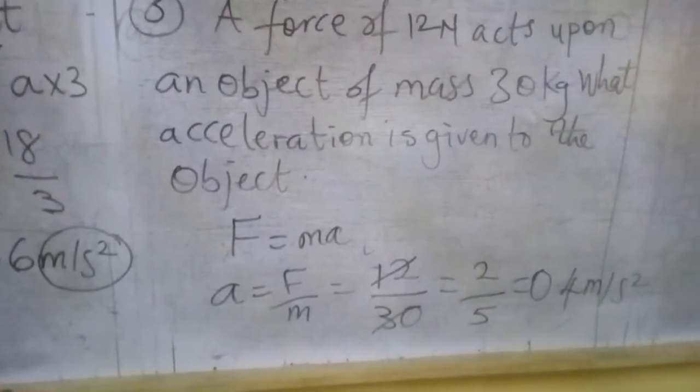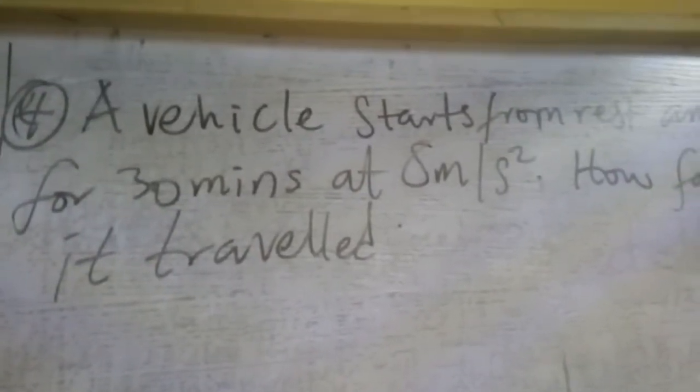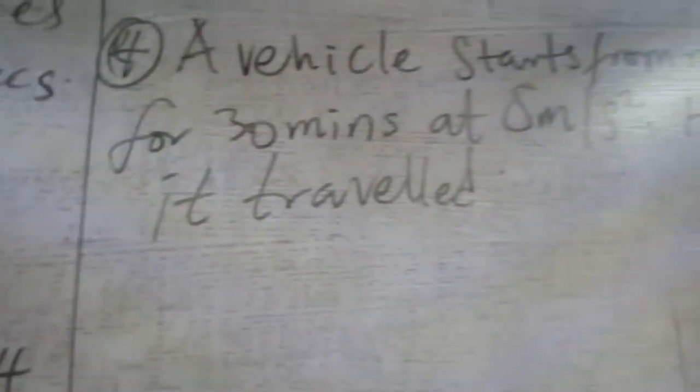We look at another example. Now the next question goes: a vehicle starts from rest and travels for 30 minutes at 8 meters per second squared. How far has it traveled? Now, if you look at what we have been asked to find, we are looking for displacement. How far has it traveled? Then we've been given the time to be 30 minutes. Also, we're given acceleration. Acceleration equals 8 meters per second squared.